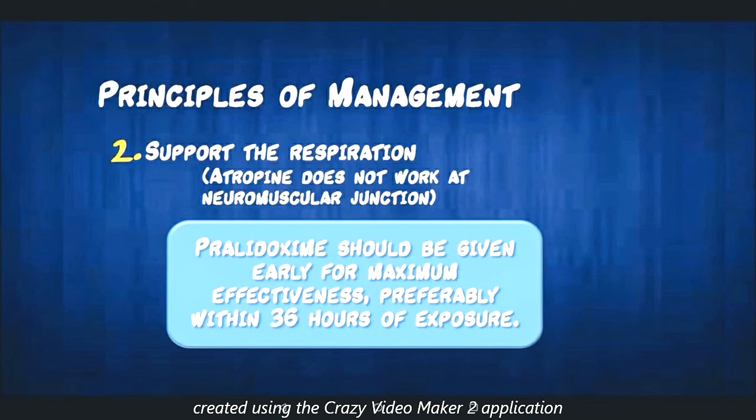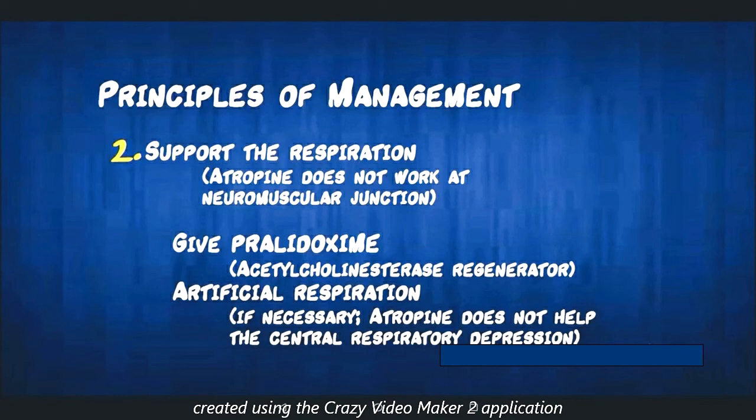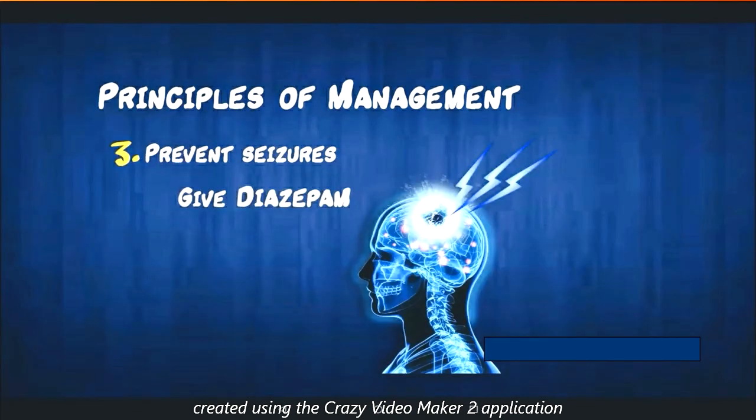One important thing is pralidoxime should be given within 36 hours of exposure, because if we give it after 36 hours, there is a possibility that it will lose its alkyl group. It is said that it undergoes aging and loses its alkyl group, and it doesn't act after 36 hours. Another is the support for respiration. Again, pralidoxime can be given and atropine, and we can take the help of ventilators for respiration.